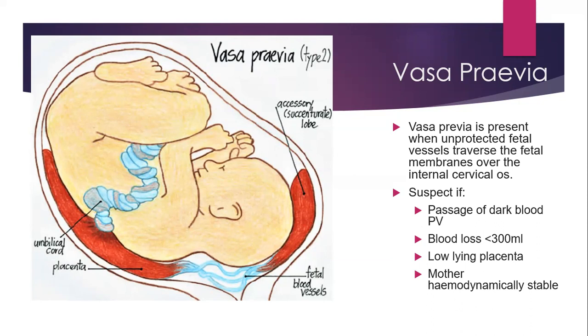So this is what you expect or suspect when there's passage of dark blood per vagina, when there's rupture of membrane, if the blood loss is less than 300 mils, if there was a low-lying placenta diagnosed during the antenatal screening, and this is also when your mother is usually hemodynamically stable, but the fetus is actually showing compromise. And that is because the bleeding is all coming from the fetal blood vessels.